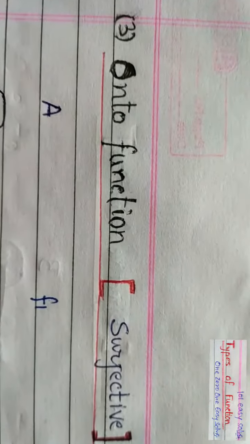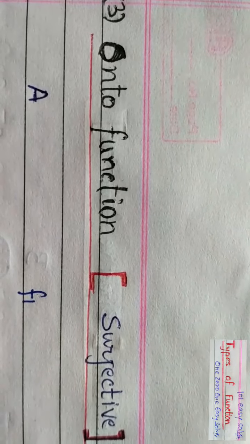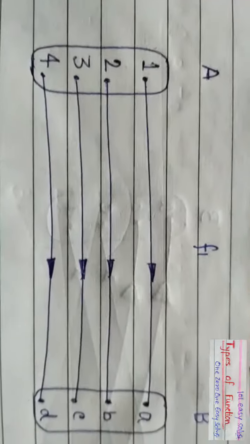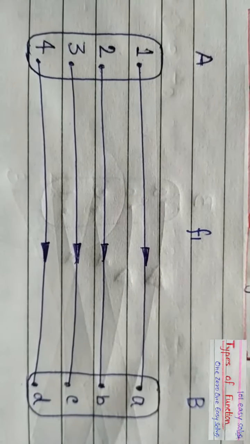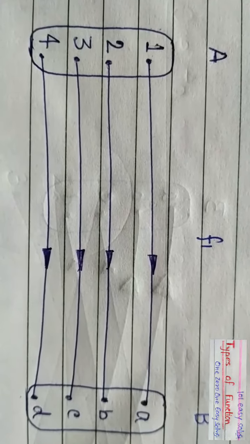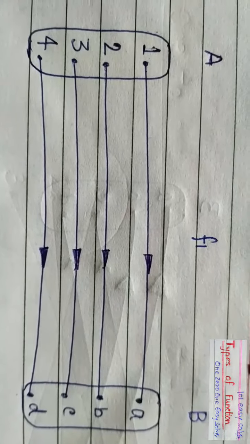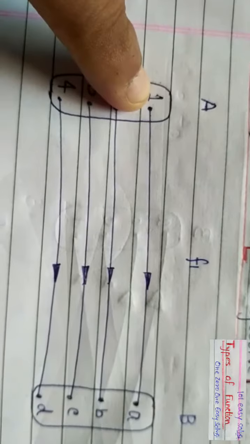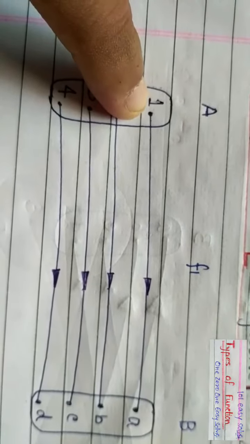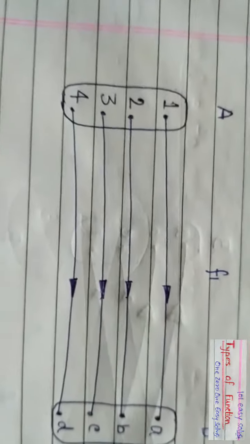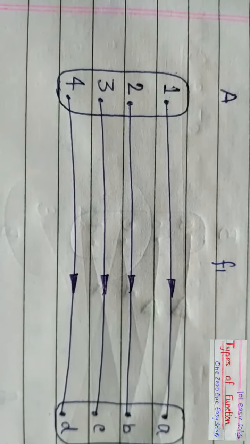Now the third one is the onto function, that is the surjective function also. So let us see the function f1 is a surjective function from A to B. The members of A are 1, 2, 3, 4, and the members of B are a, b, c, d. The image of 1 is a, the image of 2 is b, the image of 3 is c, and the image of 4 is d.